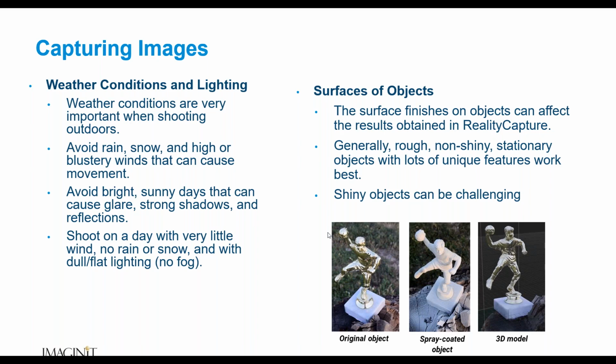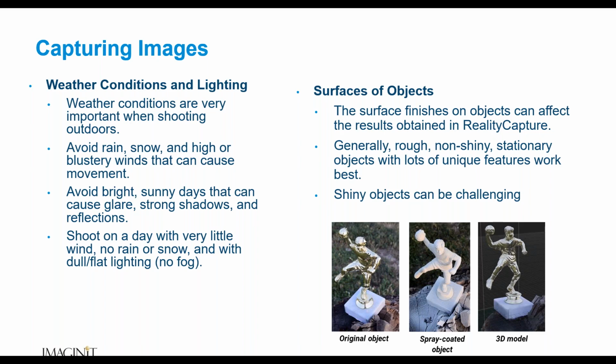You don't want rain, you don't want snow, you don't want blustery winds that cause movement. Movement in the photographs, when we're talking about photogrammetry, is not good. Okay, we don't want bright sunny days, as they can cause glare. Really, we want just a nice overcast day that's not giving any kind of bright light.